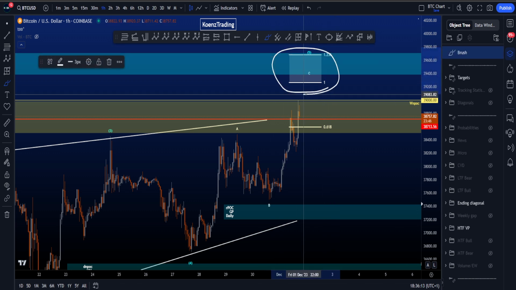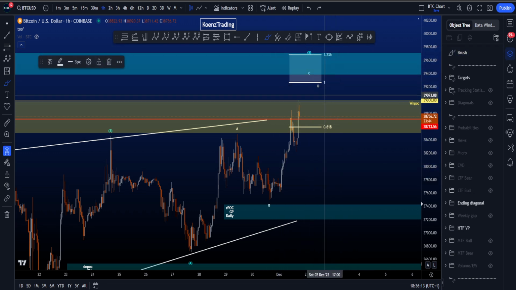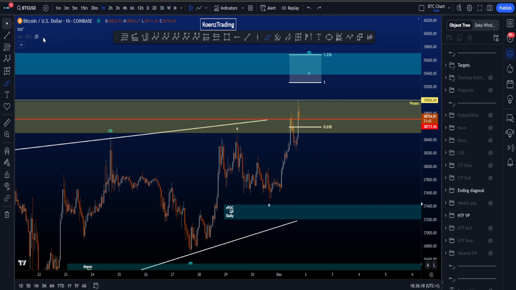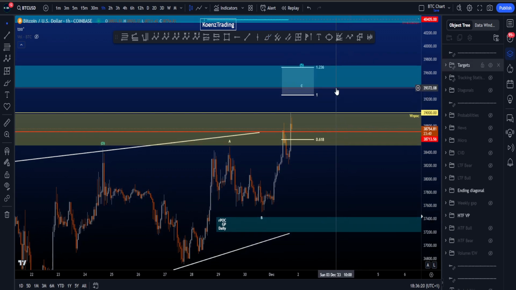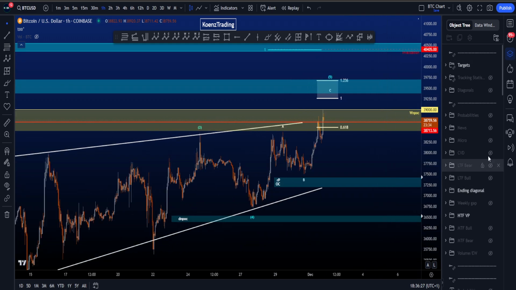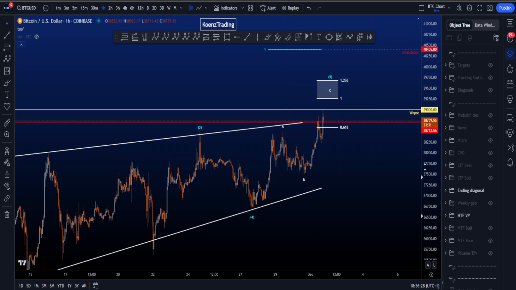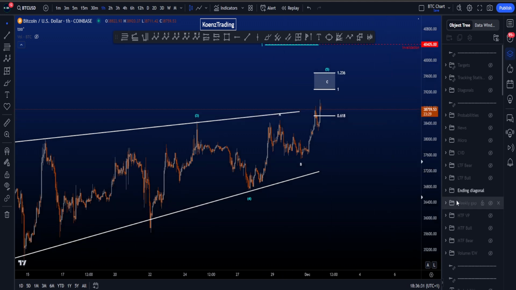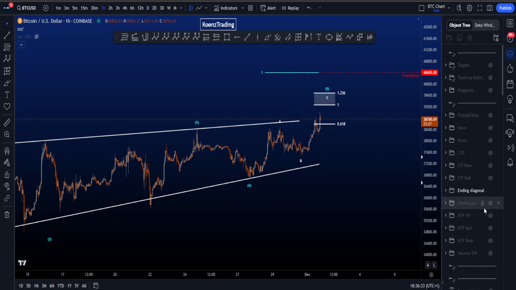But the wave C target area, or the wave Y if we look for a 3-wave structure, is over here in confluence with the blue box, and the blue box is between 39.3K and 39.7K for some additional resistance, where then we're looking for a move towards the downside.